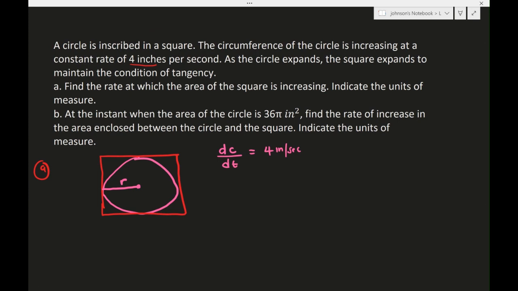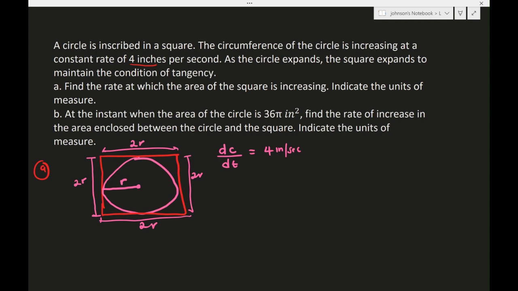Now, we're told that as the circle expands, the square also expands to maintain the condition of tangency. So if your r changes, the square will also change. What will be this part? If this is r, the distance here is going to be 2r. Since this is a square, this is 2r also. This also will be 2r, and this distance will also be 2r.